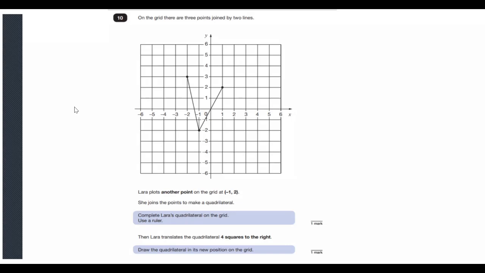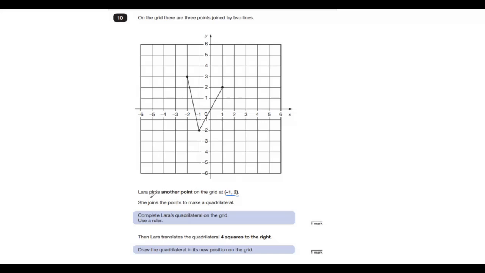2019, paper 3, question 10. On the grid, there are 3 points joined by 2 lines. Here's 1 point, 2 points, 3 points, and they're joined by 2 lines. Lara plots another point on the grid at -1, 2. She joins the points to make a quadrilateral. Complete Lara's quadrilateral on the grid. Use a ruler. This is the first part of the question.